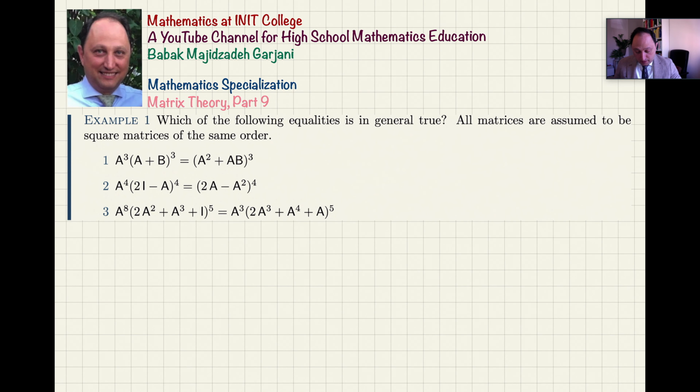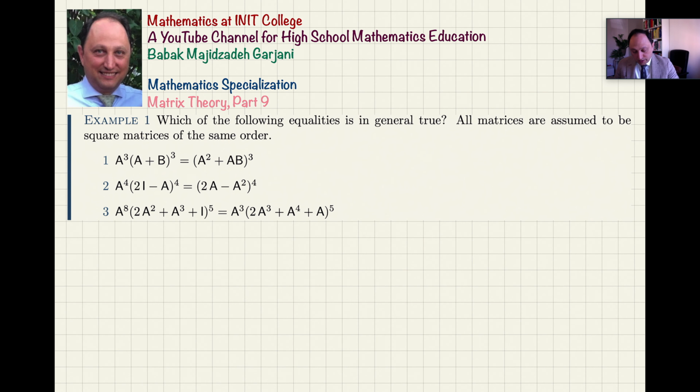Okay, now I want to look at these equalities here. Which of the following equalities is in general true? All matrices are assumed to be square matrices of the same order. So this word in general is important for me.